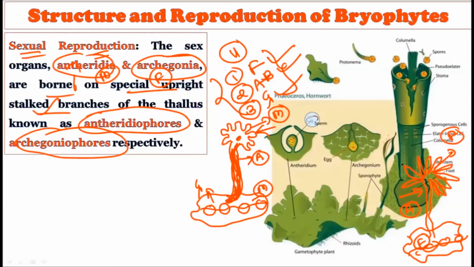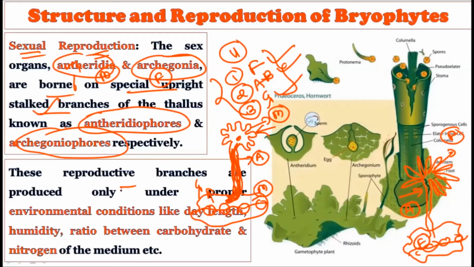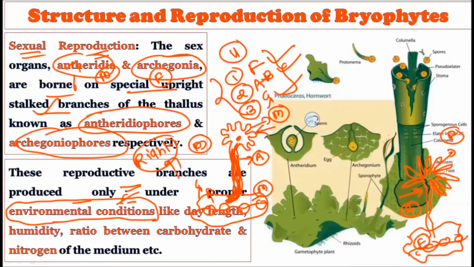All right, now see, these reproductive branches are produced only under the optimum environmental conditions. See, very important. Okay, bryophyte waits till there is an optimum environmental condition. That is, the right kind of condition should be there in the environment in order to reproduce sexually. So sexual way of reproduction is only favored by these Marchantia species when there are the right environmental conditions. Now, which types of conditions are the right environmental conditions for the sexual reproduction in the Marchantia?